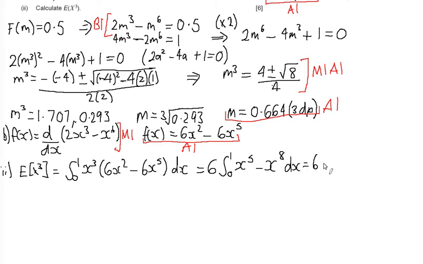So what I'm looking to evaluate is 6 times x to the power of 6 over 6 minus x to the power of 9 over 9, evaluated between 0 and 1. Now, when I work through this, I get 6 times, I'll put 1 in my upper bound, 1 to the power of 6 over 6 minus 1 to the power of 9 over 9.